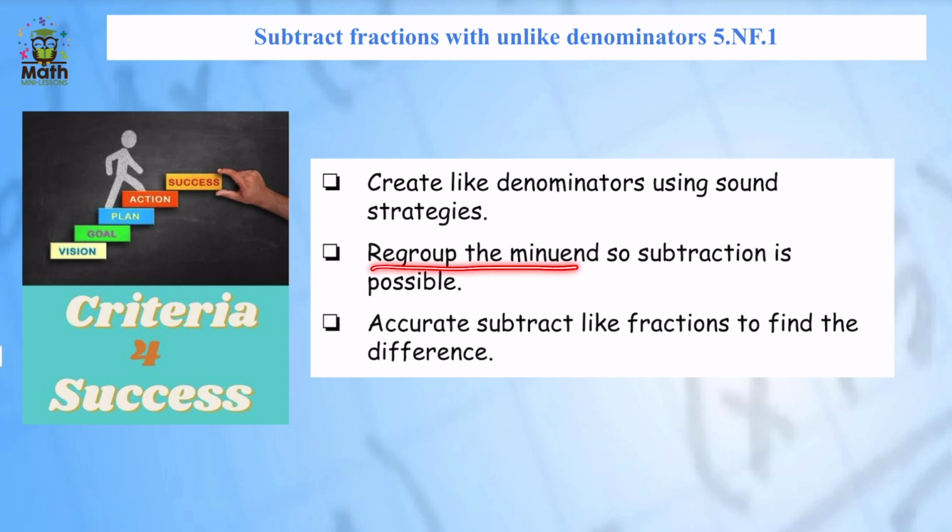Then how I regroup the minuend, meaning the number we're taking from. If I don't have enough, how do I make enough? How do I make it possible? And then accurately subtract like fractions to find the difference.